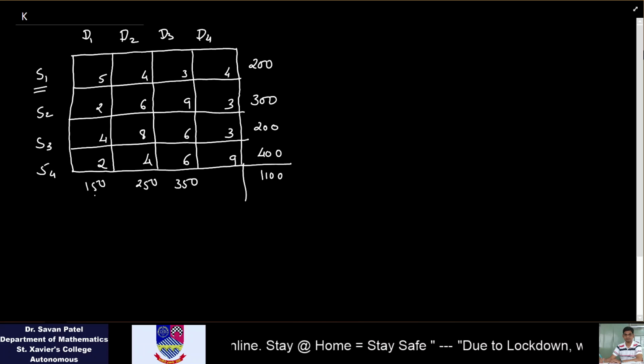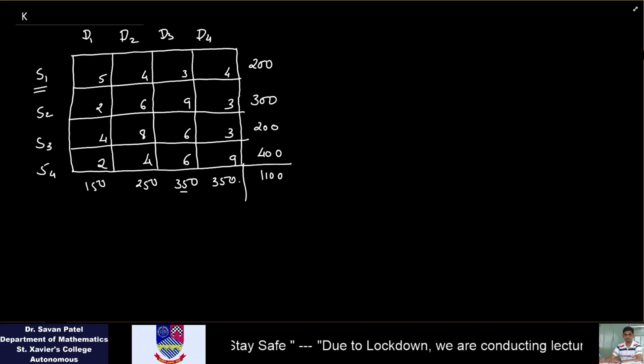So what is the sum first of all? 150 plus 250 is 400, and 400 plus 350 is 750, plus 100 is 850. This is our balanced problem. I am taking a random problem, okay?